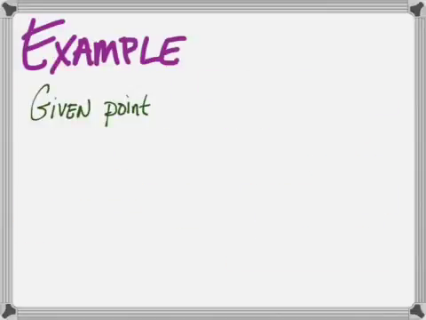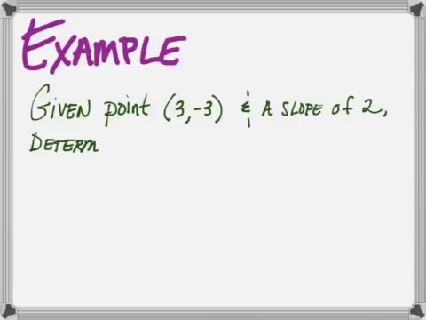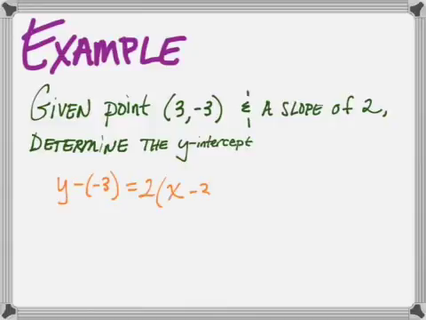Alright, last example here. Given this point and a slope of 2, determine the y-intercept. Alright, so a little bit different. I'm looking for that b value in what I had before. So if I take my equation of a line, that's point slope, so I'm given the slope of 2 and I'm given a point, and I want to put it into my y equals mx plus b form.